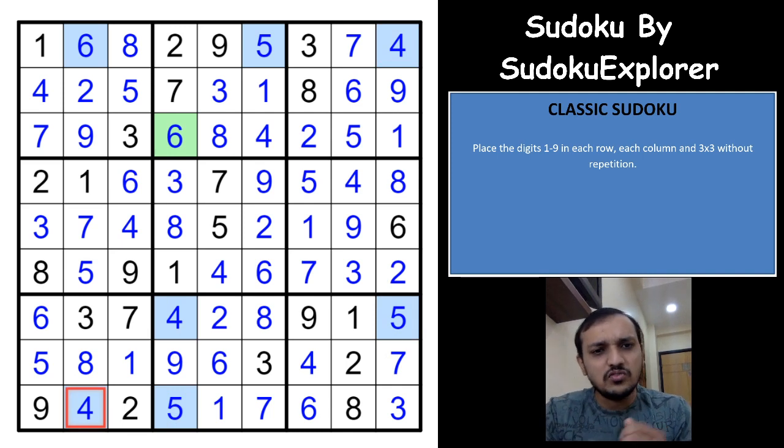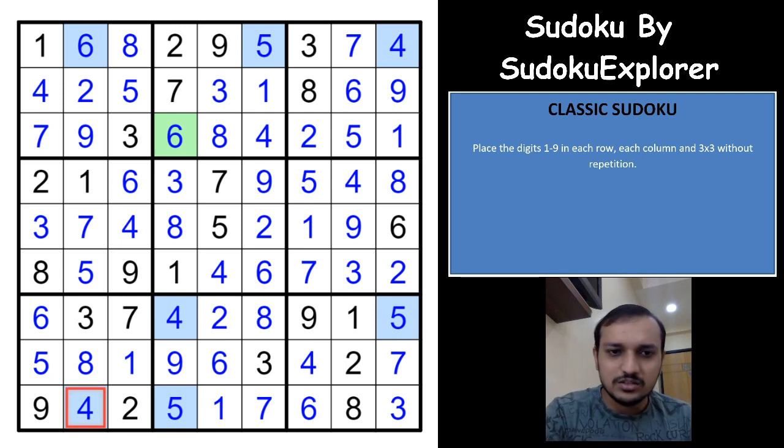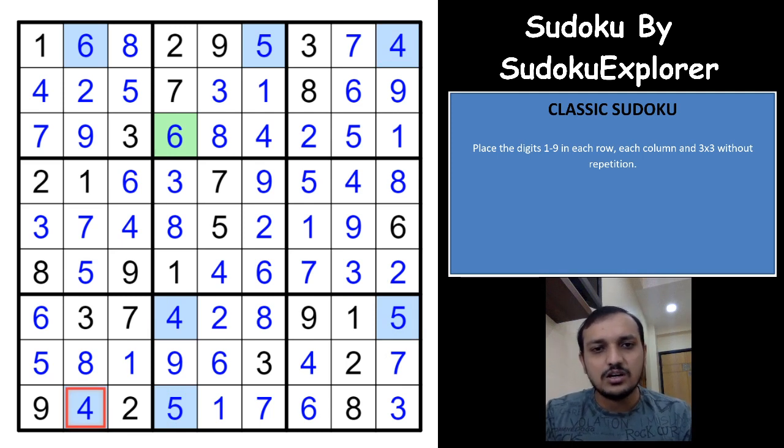So usually whenever you don't get a swordfish, don't just go back and seek some other technique. Try to seek out a finned swordfish as well. Try to see some cells that will help you eliminate a few more candidates. So this was an excellent piece of logic, an excellent grid, I would say.